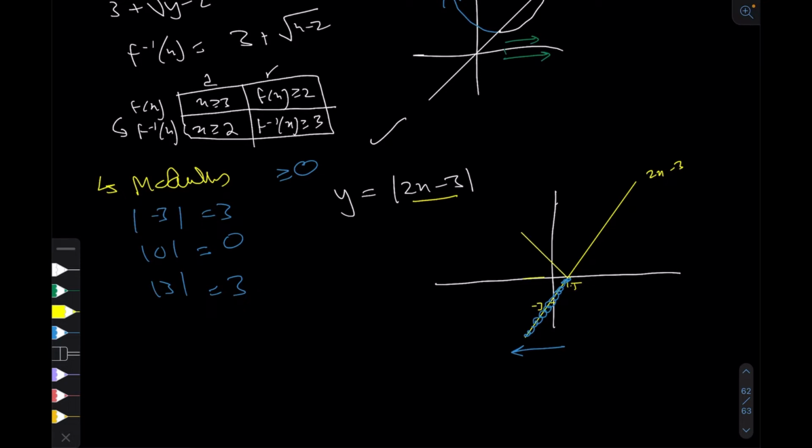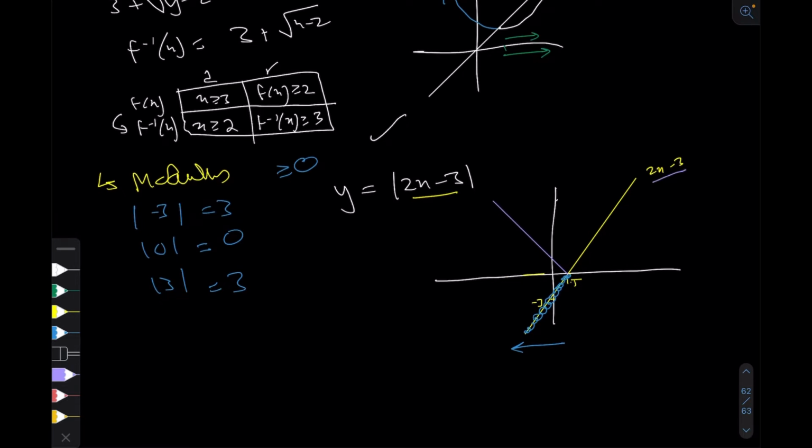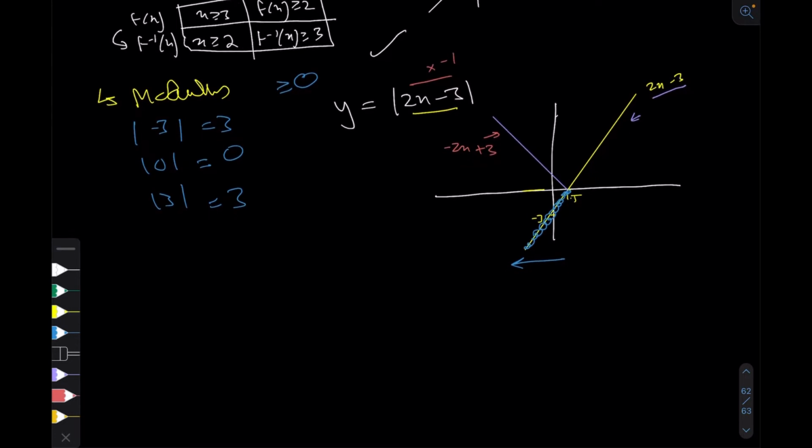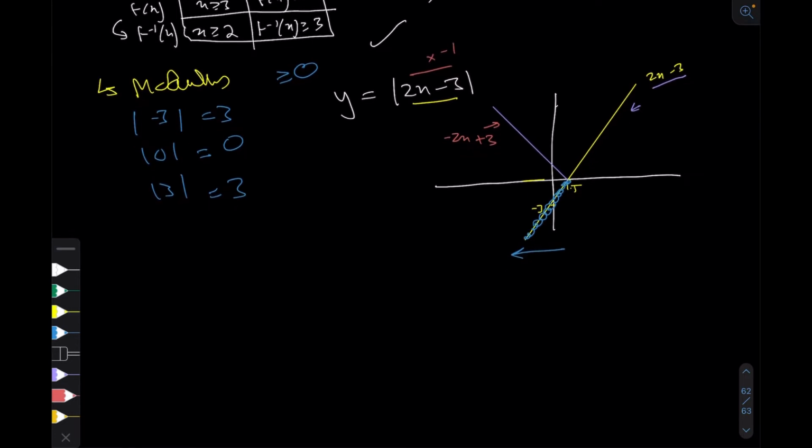So this becomes something like this. And the equation of this line was 2x minus 3. The equation of this line would be the same thing, but multiplied by -1, so it becomes minus 2x plus 3. Just to show you quickly why that is the case: 2x minus 3 is the graph you follow for x greater than 1.5, and minus 2x plus 3 is the graph you follow when x is less than or equal to 1.5.